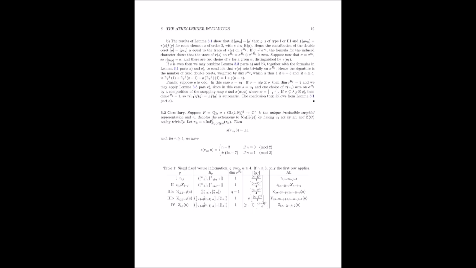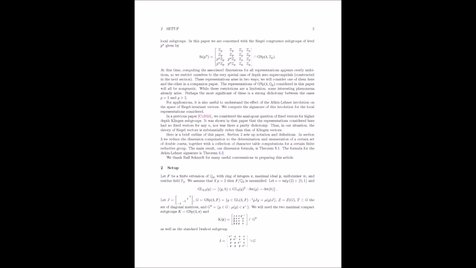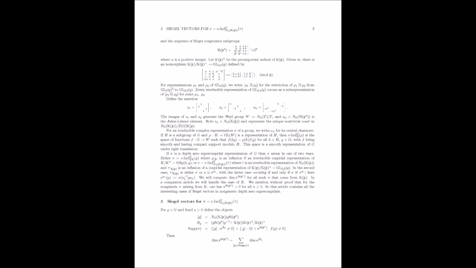Then lemma 6.1 delves into the specifics of how the Atkin-Lehner element acts on functions in the representation space. So it's like a close-up view of the action. Exactly. It breaks down the action for each of the 4 types of double cosets, and it's crucial for understanding those fixed points of the Atkin-Lehner involution. Got it. So lemma 6.1 gives us a handle on how the Atkin-Lehner element acts. What happens next? Then comes theorem 6.2, which unveils the signature, denoted as phi_n, of the Atkin-Lehner involution on the space of Siegel vectors.